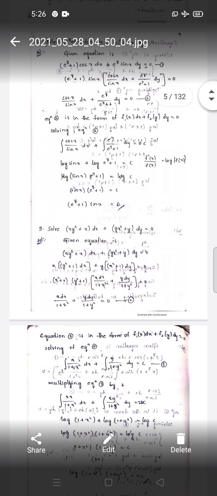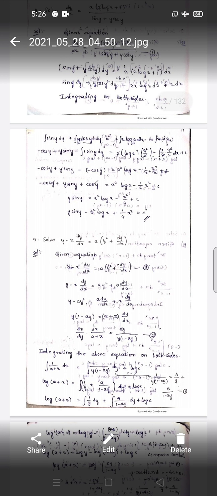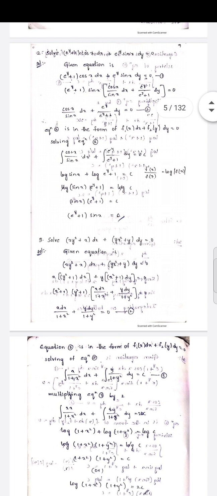So this is a variable separable type of equation, and these two equations are example problems. Next, the third problem: solve (x y² + x) dx + (y x² + y) dy = 0. This is the third equation.